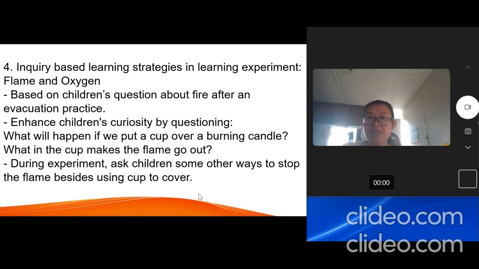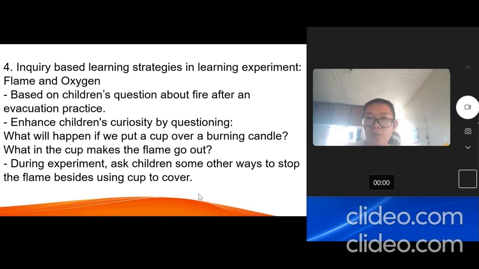Because of those conversations, I think it's really important for children to know that oxygen is one of the key elements to keep the fire going. So that's how, based on my observations, I chose the activity for children. And also, I can enhance children's curiosity by asking some questions.